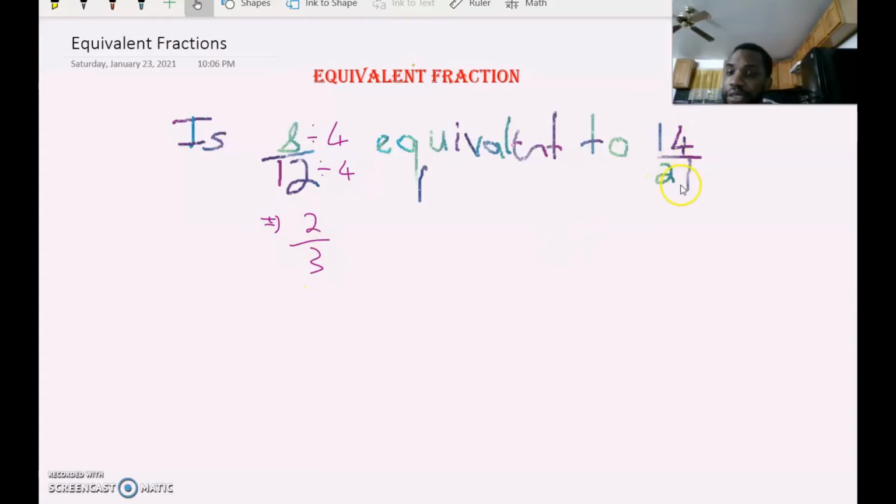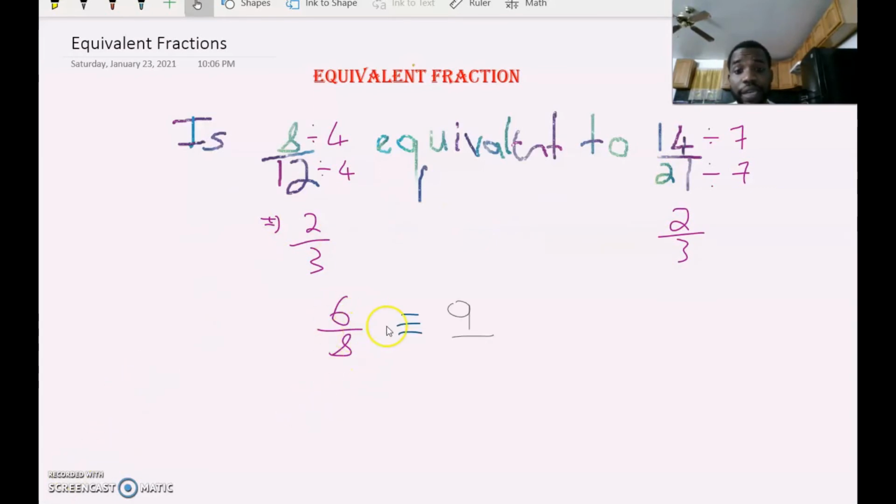Let us look at 14 and 21. Probably I could divide 14 by 7, and I could divide 21 by 7. Now 7 into 14 goes 2 times, and 7 into 21 goes 3 times, also 2 thirds. So both fractions are indeed equivalent. So sometimes it's not very straightforward. What we can do is to break down these fractions into their simplest form, and we'll actually know if the two fractions are equivalent.